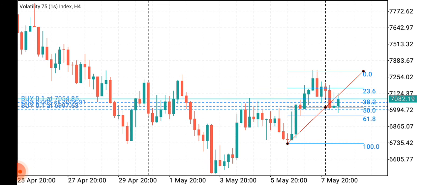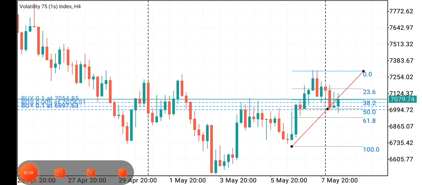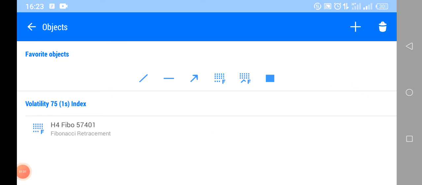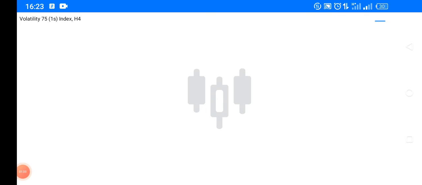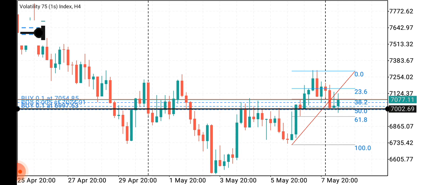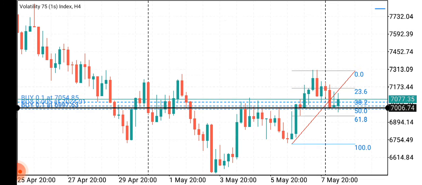This is exactly what occurred here. I drew up my Fibonacci and marked out the 50 Fibonacci retracement level, which is exactly what occurred on this side. I analyzed the 50 retracement level, which is this level here. That is the 50 and the 61 retracement level.